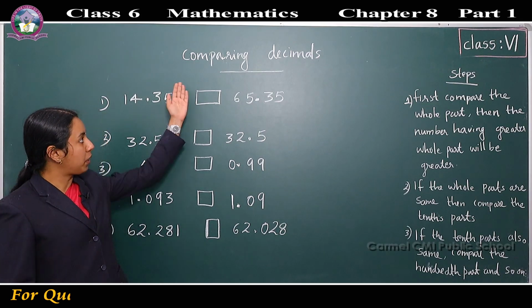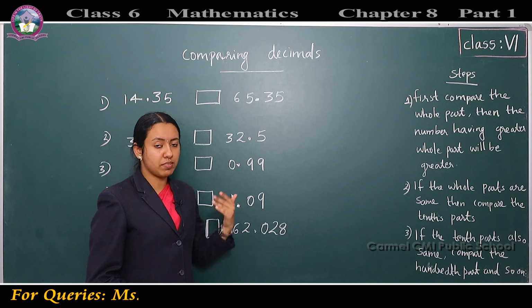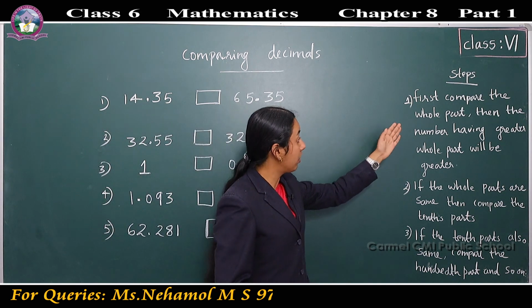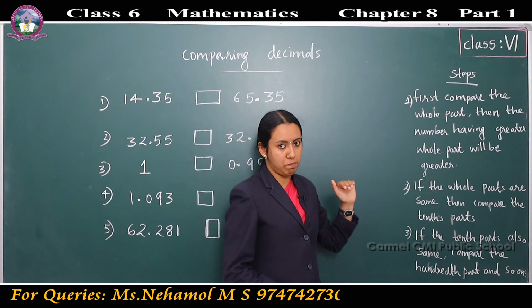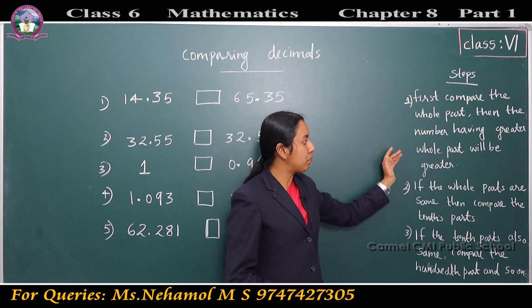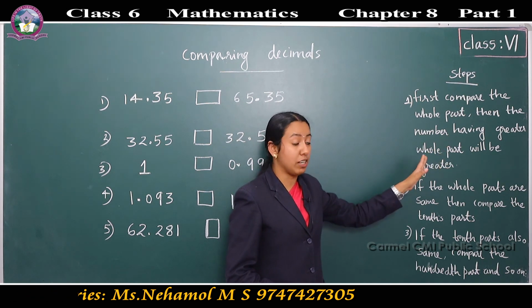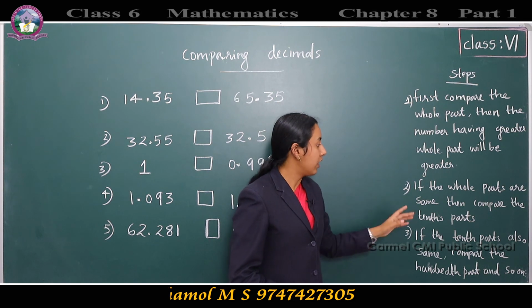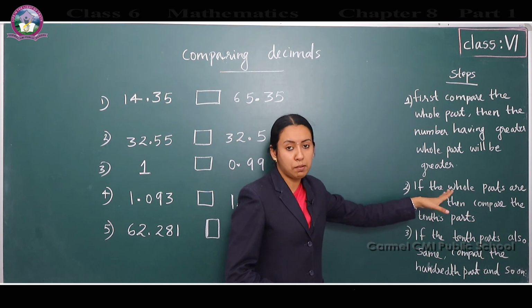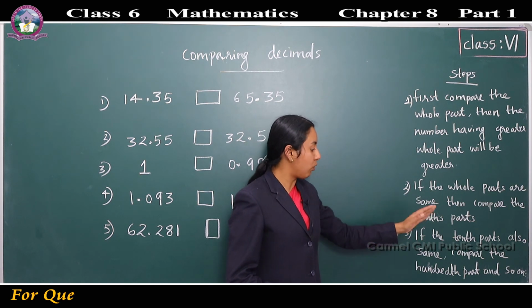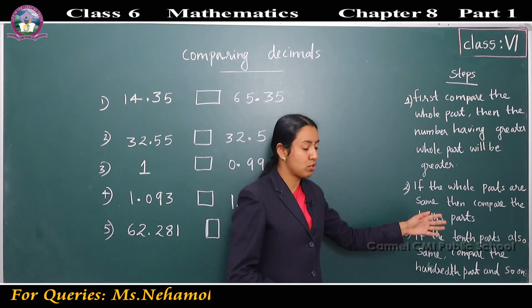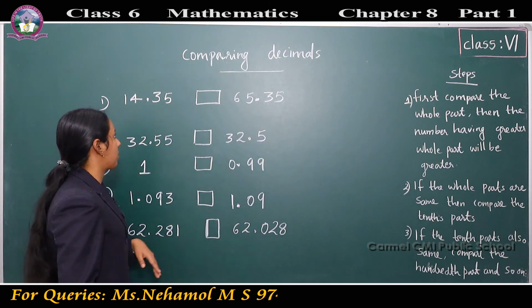Next topic, comparing decimals. That means which one is greater, which one is smaller. There are certain steps. First one, first compare the whole part, that means whole parts of the decimals. Then the number having greater whole part will be greater. Then if the whole parts are same, then compare the 10th part. If the 10th part also same, then compare the 100th part and so on. We can go through some examples.